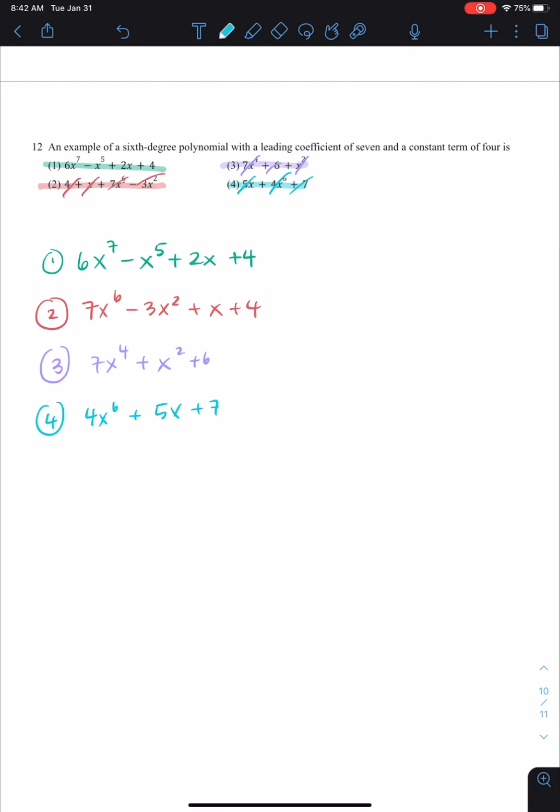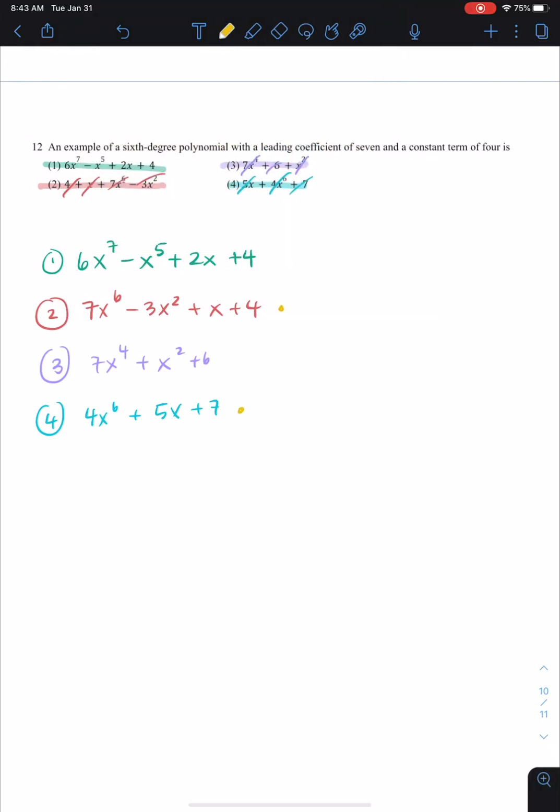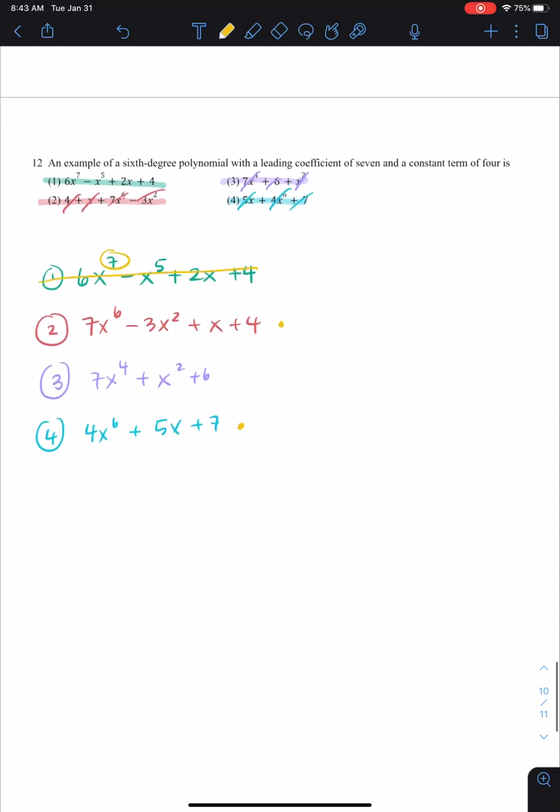All right, so now we're looking for a 6th-degree polynomial. So this means that our highest term is x to the 6th power. And we see that that's happening in options 2 and 4. Here, this would be a 7th-degree polynomial because our highest term is x to the 7th. And here, this would be a 4th-degree polynomial because it's 7x to the 4th. So now we're deciding between options 2 and 4.